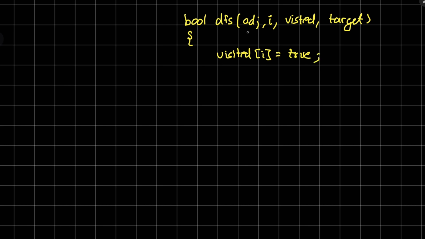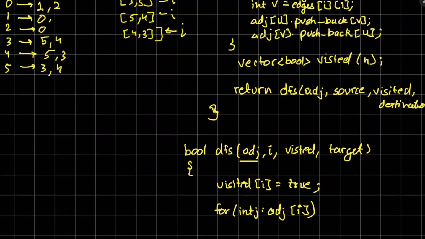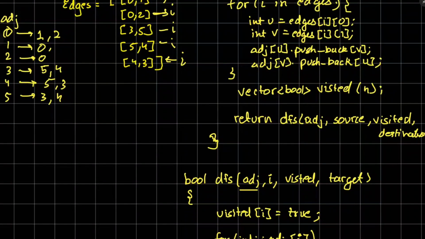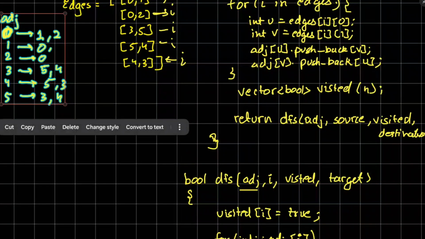To explore all of its neighbors, we have made the adjacency list. So what we'll do is, for int j on the adjacency list of i, so what we are basically doing here is, if the DFS function is called for 0, the j will traverse on the list corresponding to 0. So j will traverse on this. So first j will be 1, then j will be 2. Let's copy it down, so if we need it we can use it.